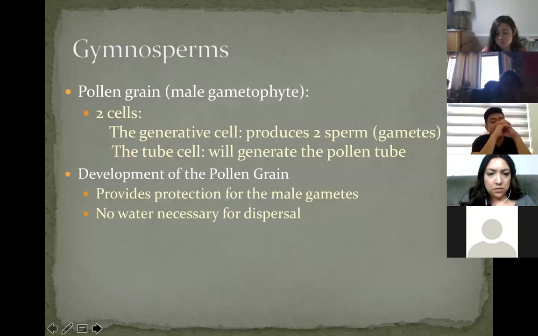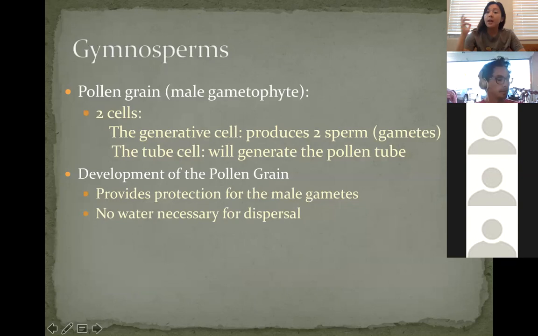So like I said, in the microsporangium, that's where the haploid microspores are going to be housed. And then eventually those haploid microspores are going to germinate and become your pollen grain, also known as your male gametophyte. Within that pollen grain, there are two different cells. One of them is the generative cell, so that will produce your two sperm or your gametes. And then the other cell in the pollen grain is the tube cell, so that will generate your pollen tube, hence the name tube cell. So again, those are the two cells found within the pollen grain.